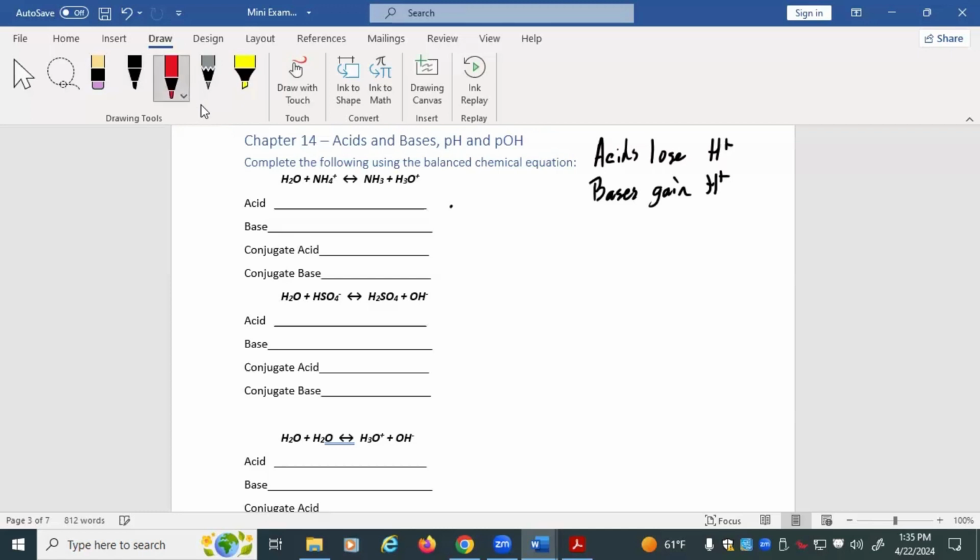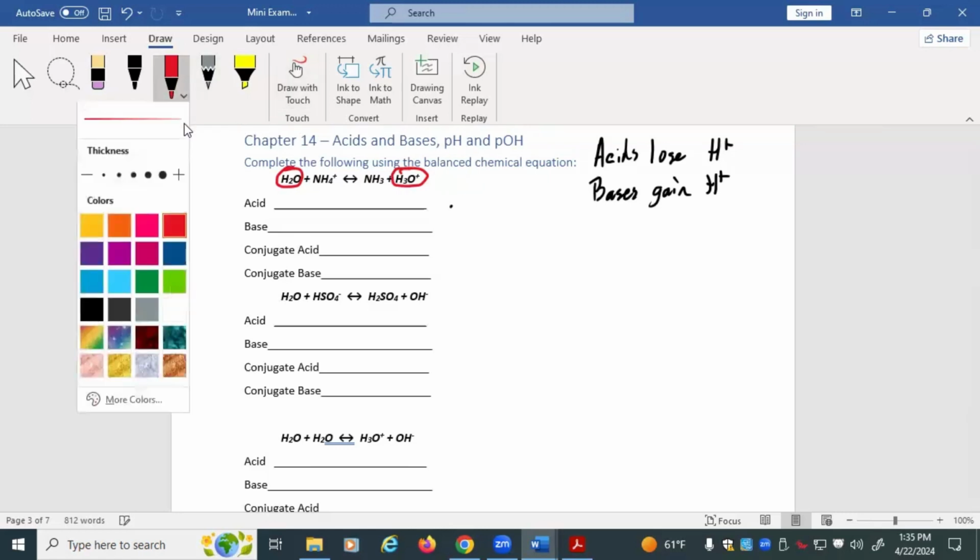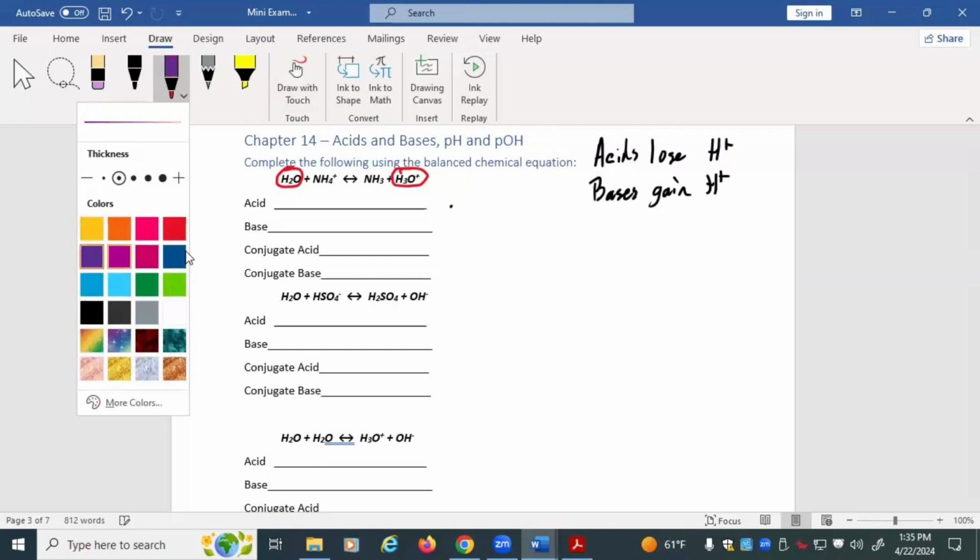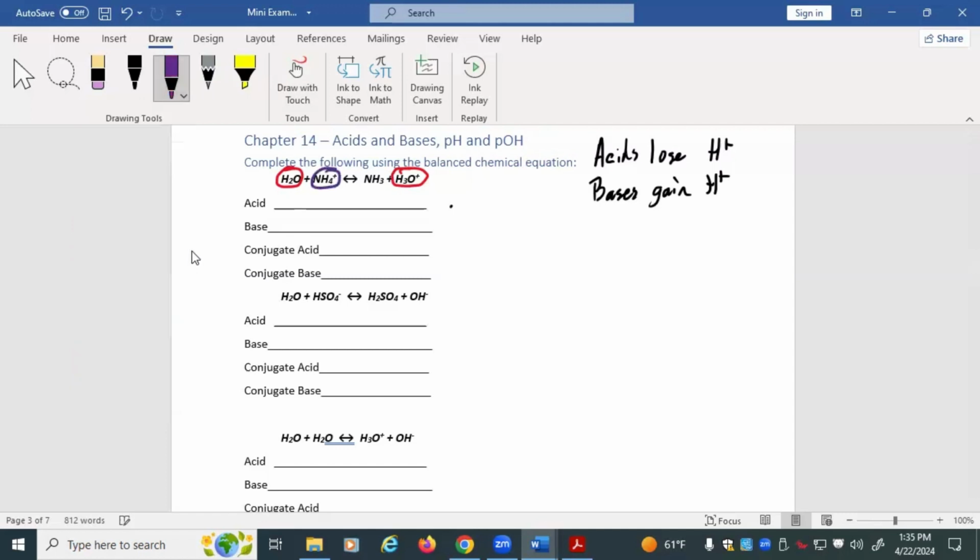And so just from that information alone, we should be able to identify the conjugate pairs, because we should be able to look at this and say, okay, H2O and H3O plus. I don't know which one's acid and which one's base, but I know that they belong together because they're only a hydrogen apart. And NH4 plus and NH3, I don't know which one's an acid and which one's a base, but I know that they belong together because they're only a hydrogen apart. And so that process itself is called identifying a conjugate pair.